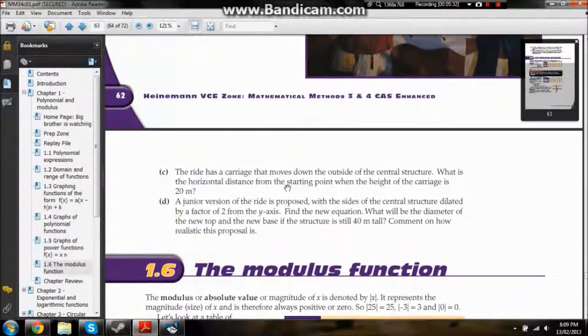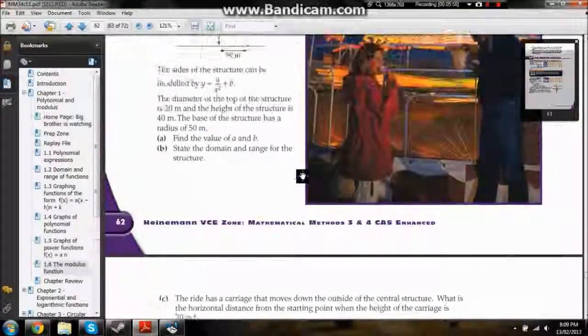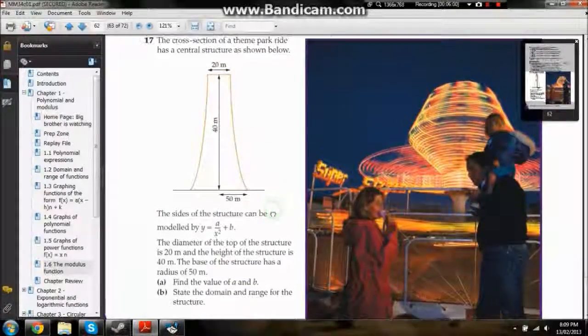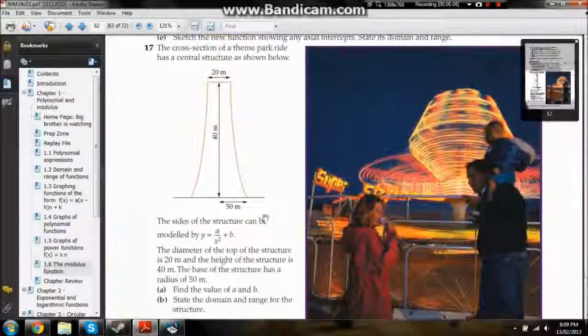Now it says the last part, comment on how realistic this proposal is. I don't know. That's not a really good question for a maths textbook, in my opinion. It's not a maths question, and I don't know what the circumstances of this new ride are. But according to the answer section of the book, it's because the new ride would be too big. Yes, it would be very big, but the question never said that they had some sort of limitations on how big the rides they make can be. So I don't know, but anyway, that's how you do question 17, last part of chapter 1.5.